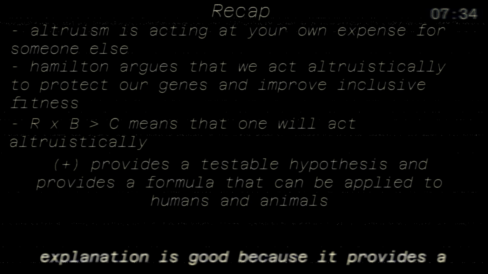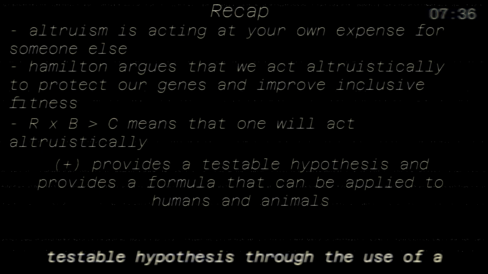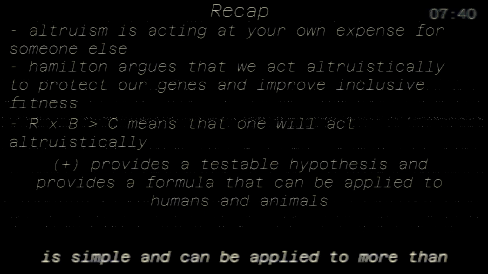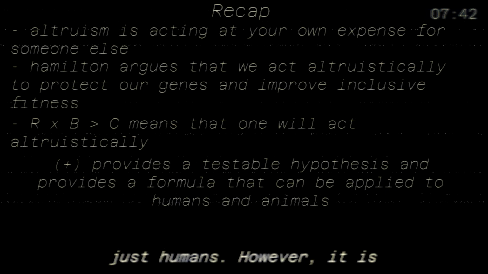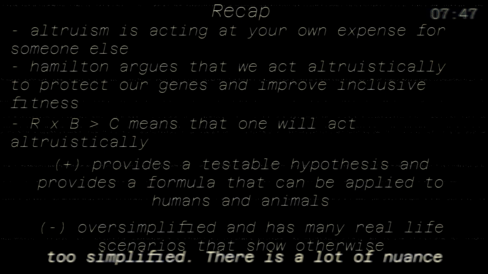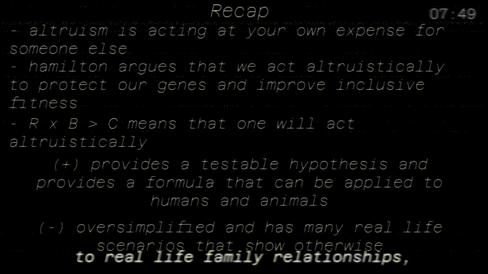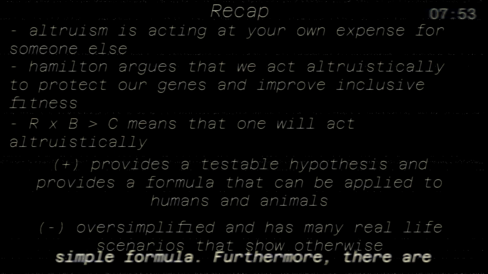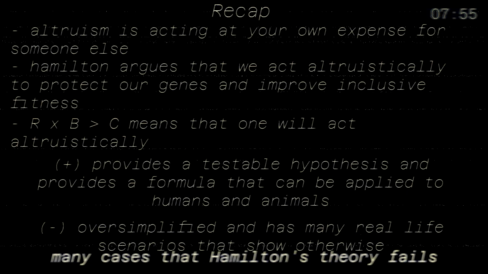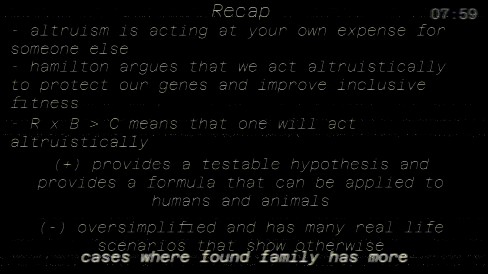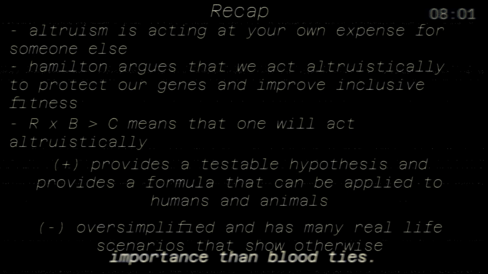This explanation is good because it provides a testable hypothesis through the use of a formula, and it is also good because it is simple and can be applied to more than just humans. However, it is too simplified. There is a lot of nuance to real-life family relationships, factors which won't be included in the simple formula. Furthermore, there are many cases that Hamilton's theory fails to explain, like adoption or even cases where found family has more importance than blood ties.